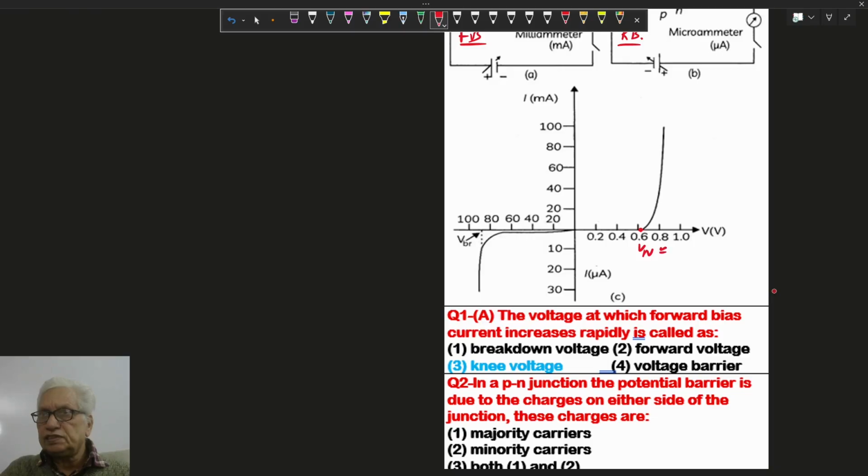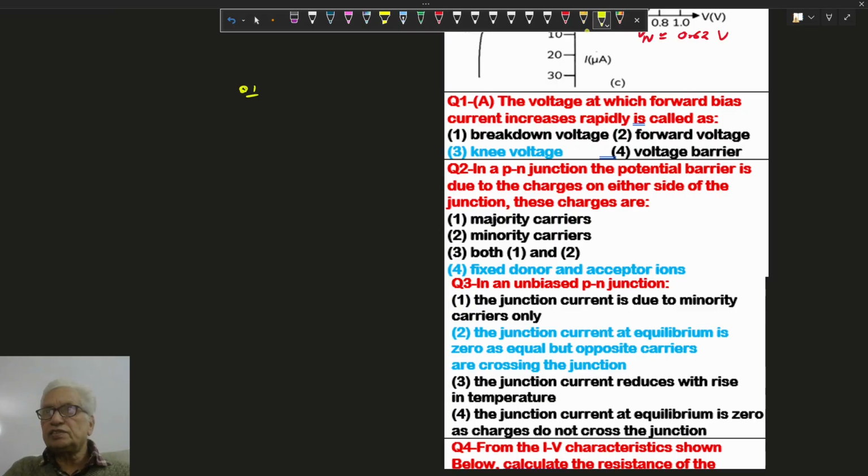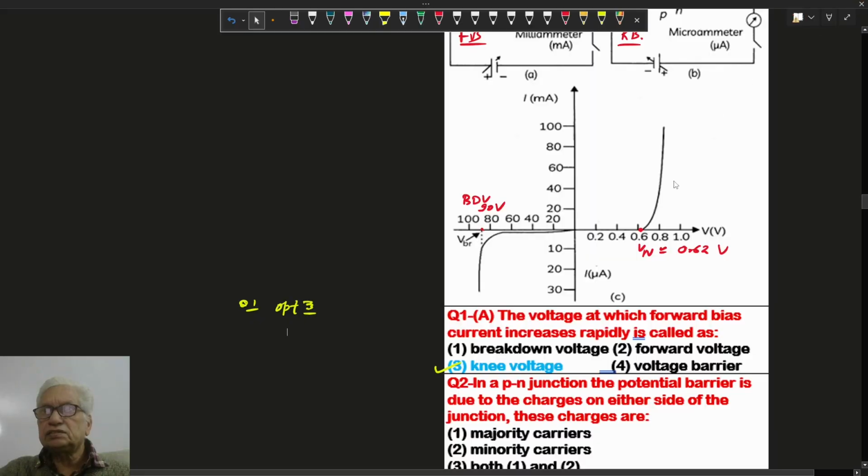It is roughly 0.2, and the breakdown voltage here is roughly 90. Thereafter the current in reverse biasing, in microampere, suddenly increases. The voltage at which the forward biasing current increases rapidly is called the knee voltage. So this option is correct. You can see the graph also like this. After 0.62 volts knee voltage, it suddenly increases.